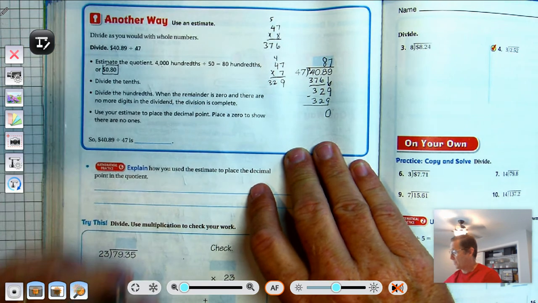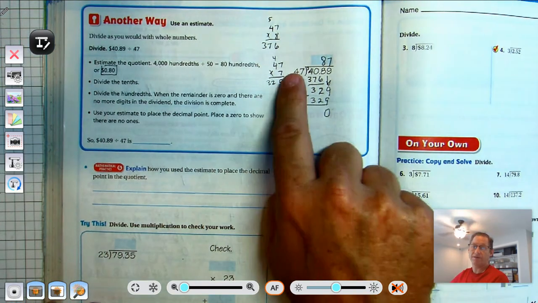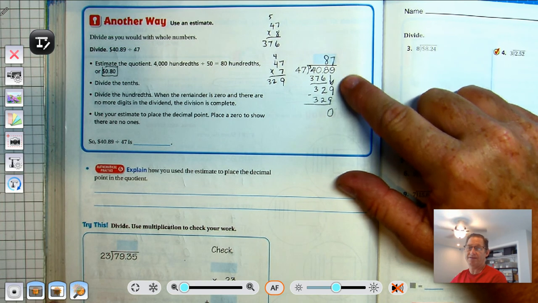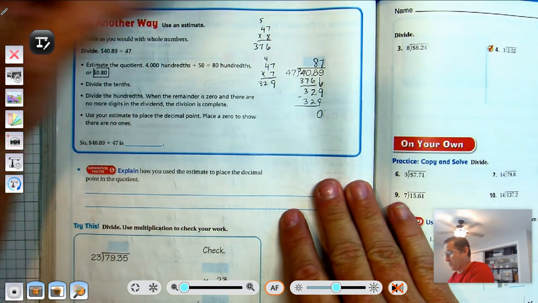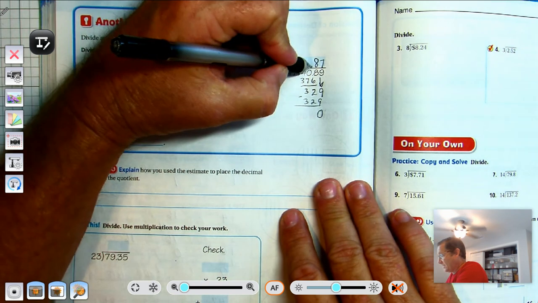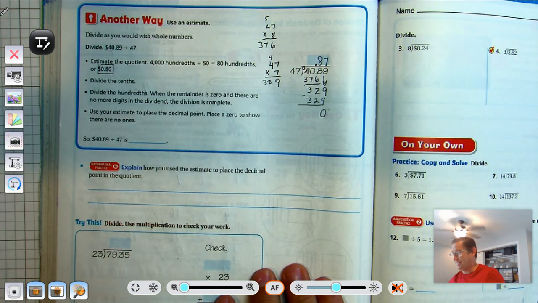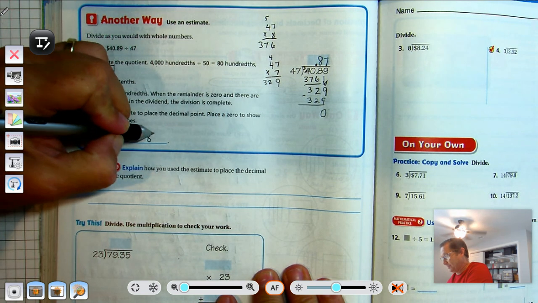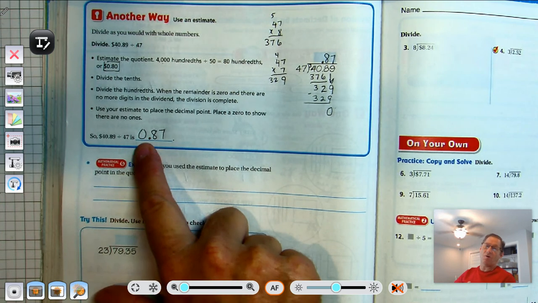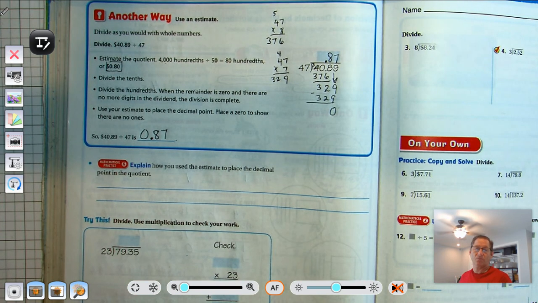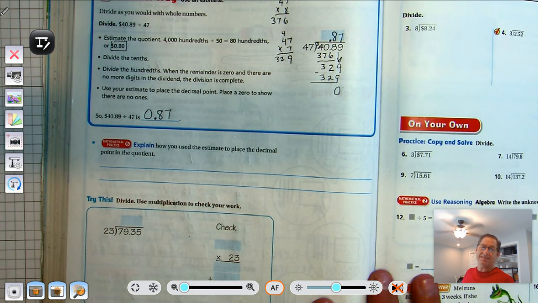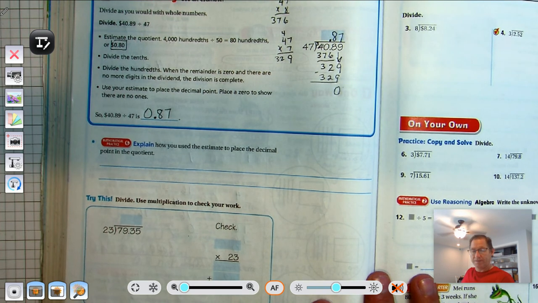Subtract, we get 0. We can't share 0 with 47 groups, and there are no more numbers to share in the dividend. So our answer, remember we said that it's going to be less than 1 whole on our estimate. So our decimal will be 87 cents. And we're going to put a 0 to show that there are no ones. Okay. All right. So explain how you use the estimate to place the decimal point in the quotient.